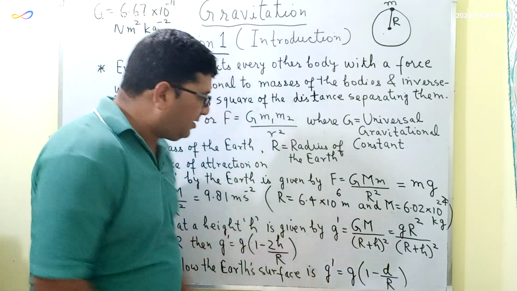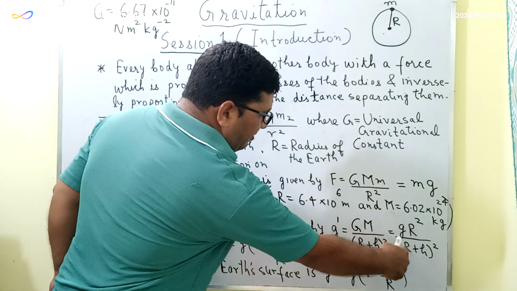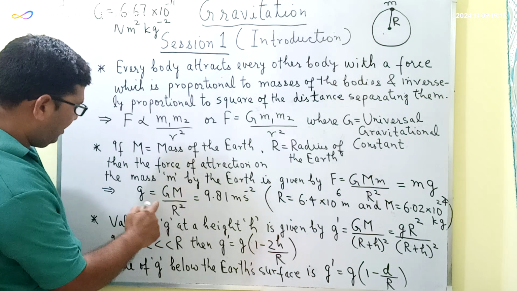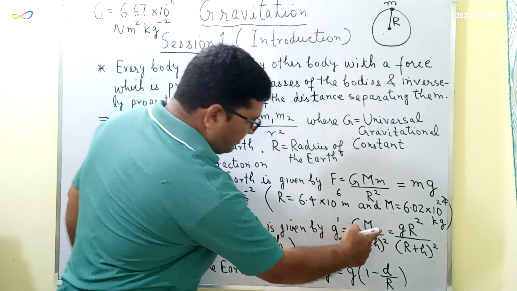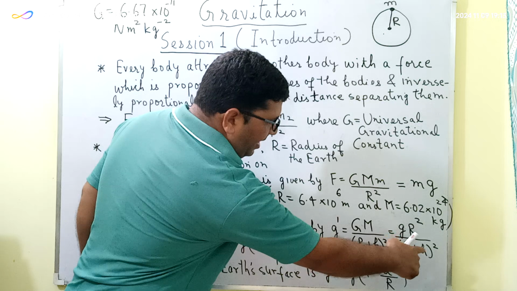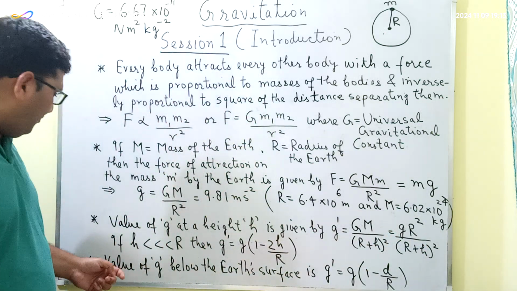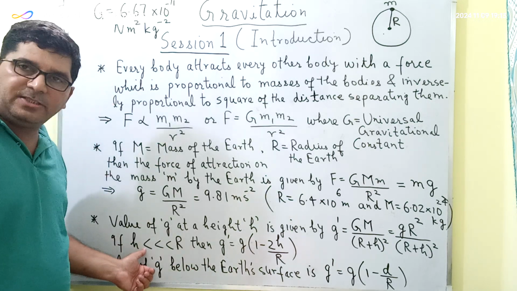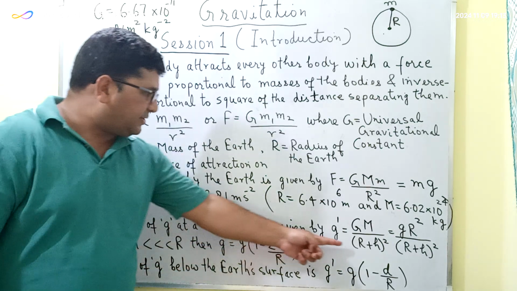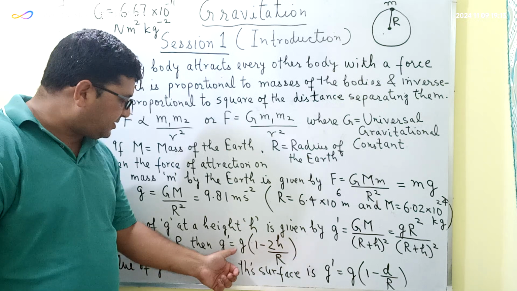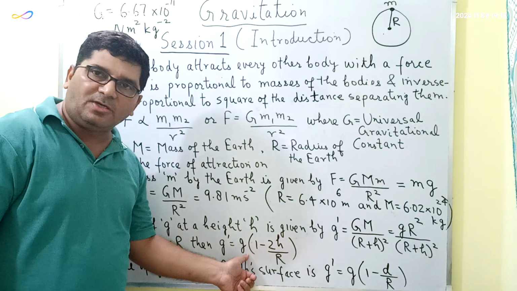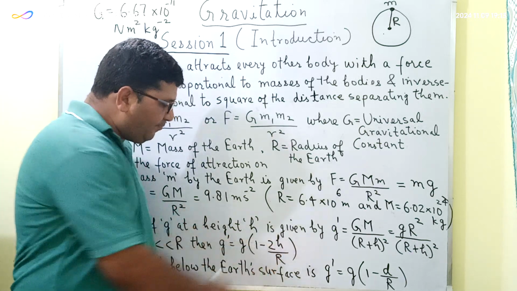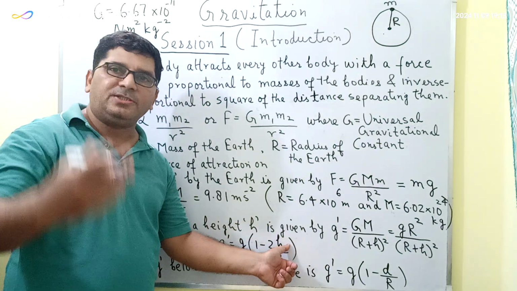And so this formula can again be written as g R square divided by R plus h whole square, because here G M is equal to g R square, from this formula. So I have substituted the value of G M as g R square, divided by R plus h whole square. Now if the radius of the earth is very large in comparison to the height, then in that case this equation can also be written as g dash is equal to g, where g is the acceleration due to gravity on the surface of the earth, in bracket 1 minus 2h by R, where h is the height above the surface of the earth.